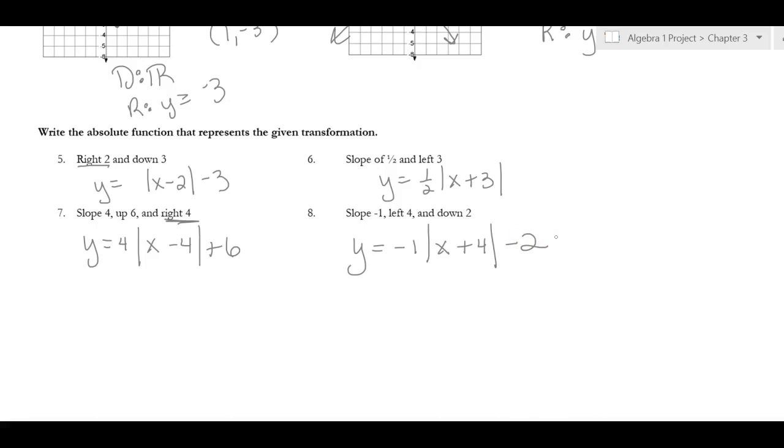And that's it. So remember, the number in front tells you whether it's a flip, and it tells you the slope. The number inside tells you left and right, and remember it's always opposite. And then the number on the outside is what controls you going up and down.